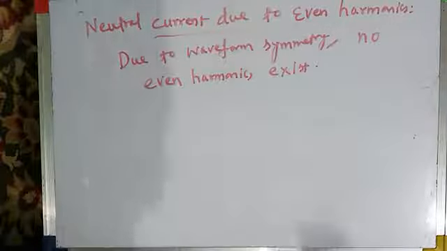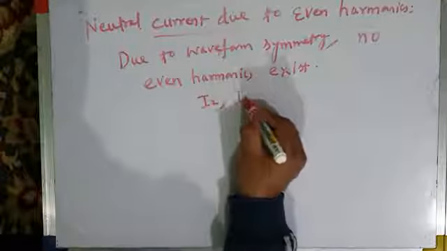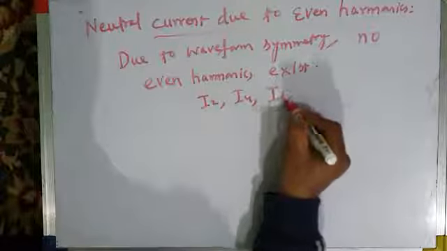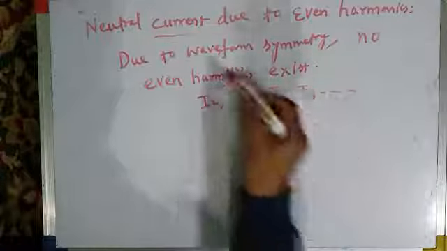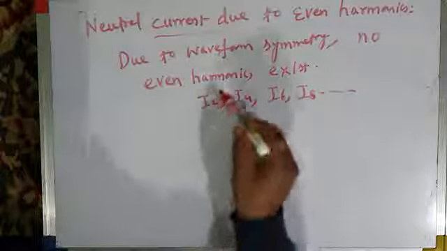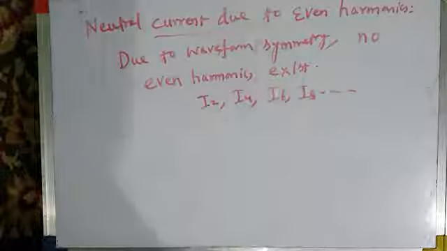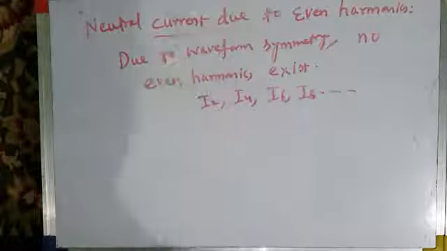So when there are no even harmonics, there is no second harmonic, no fourth harmonic, no sixth harmonic, no eighth harmonic, and so on. These harmonics do not exist, although I have written them a few moments back in the equation. But because of waveform symmetry, even harmonics do not exist. So there is no contribution of even harmonics to neutral current. Now what are we left with? We are left with odd harmonics. Now we will write neutral current.